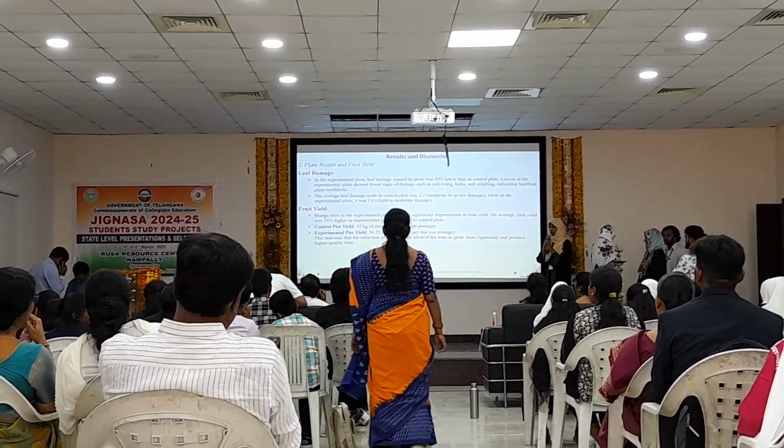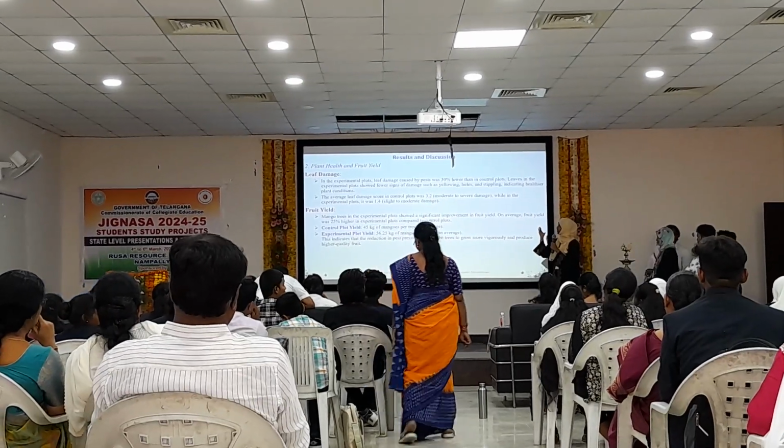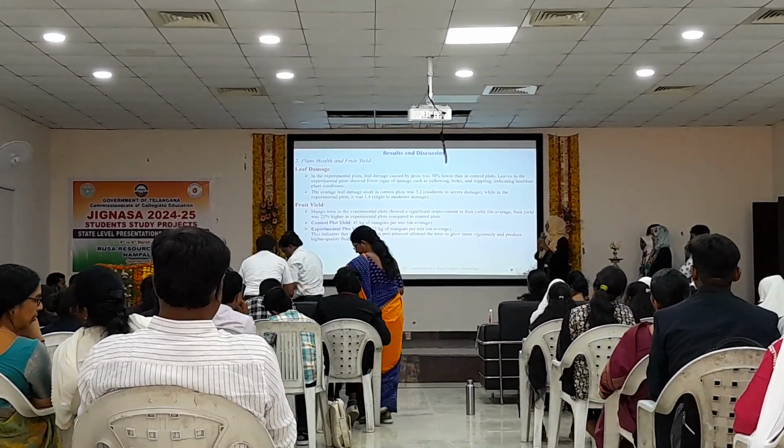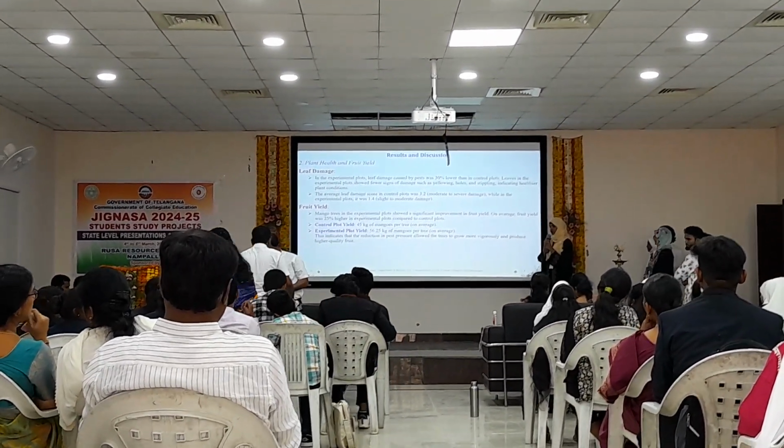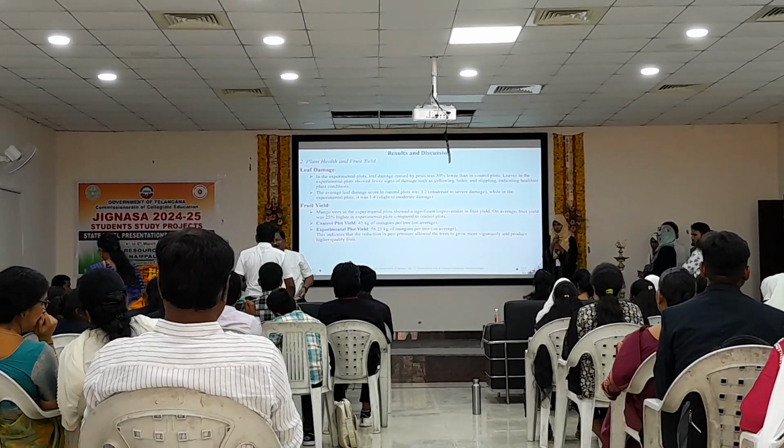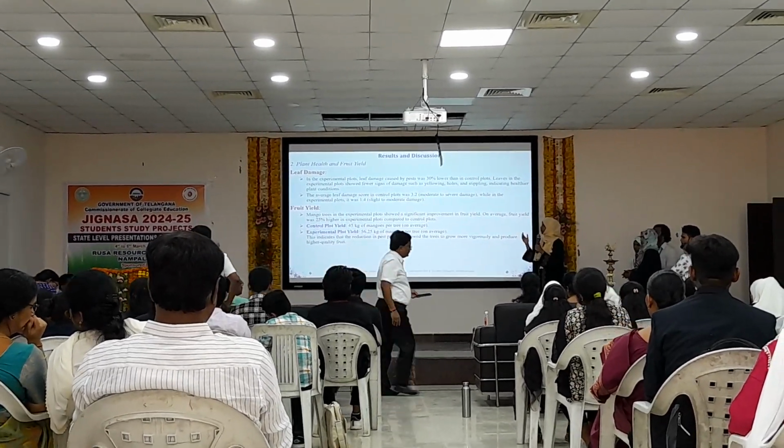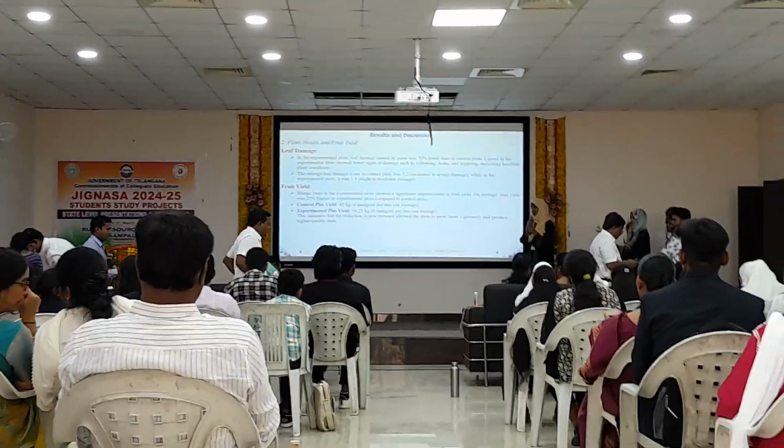In leaf damage, in experimental plots, leaf damage caused by pests was 30% lower than in control plots. Leaves in experimental plots showed fewer signs of damage such as yellowing, holes, etc. Fruit yield: mango trees in experimental plots showed a significant improvement.